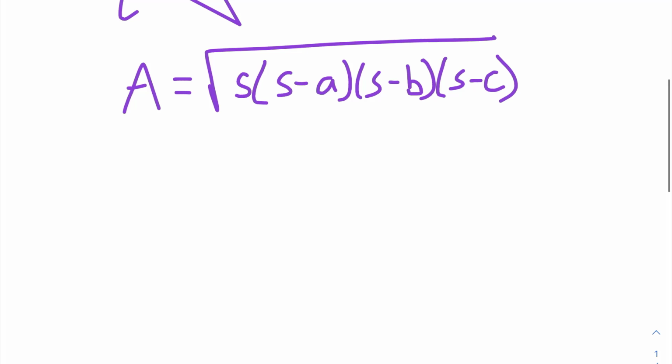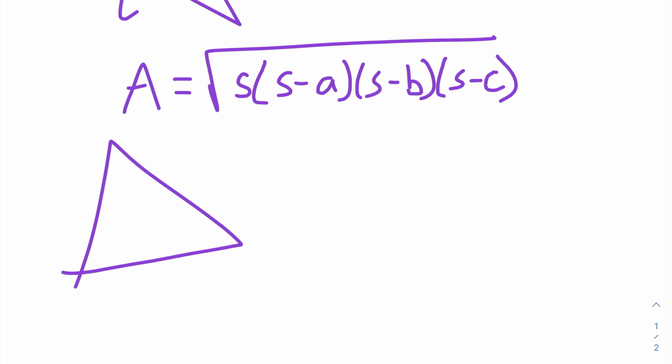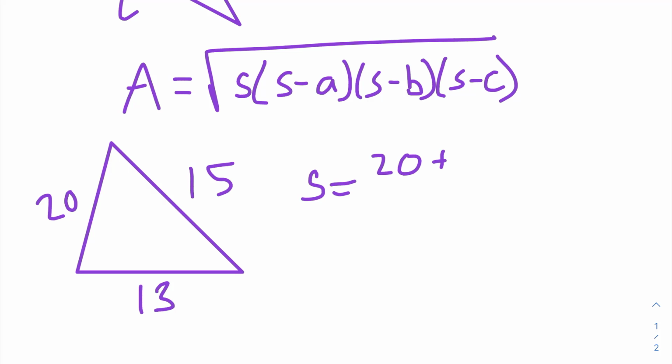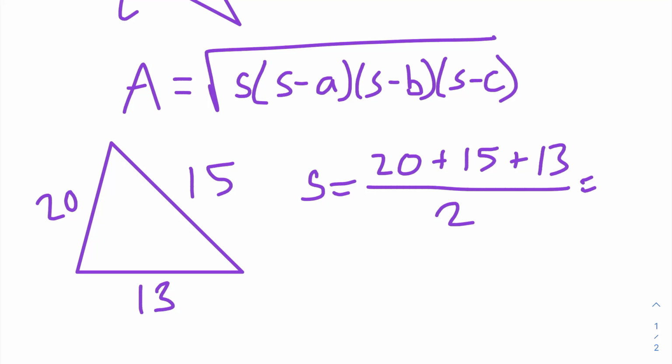So for example, if we had a triangle with side lengths 20, 15, and 13, we could use Heron's formula to find its area. So we already have the 3 side lengths of the triangle, and now we need its semi-perimeter. The semi-perimeter is just equal to half of its perimeter. Its perimeter is 20 plus 15 plus 13, and then we divide that by 2. 20 plus 15 is 35, plus 13 is 48. So we have 48 divided by 2, which is just 24.